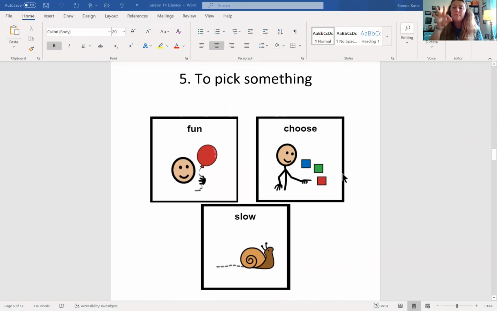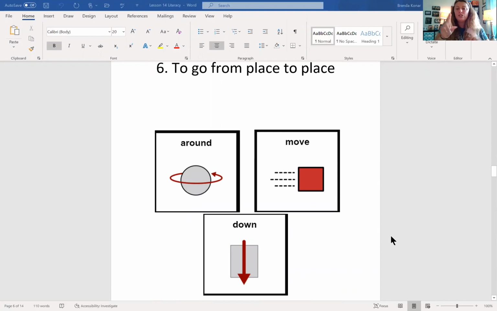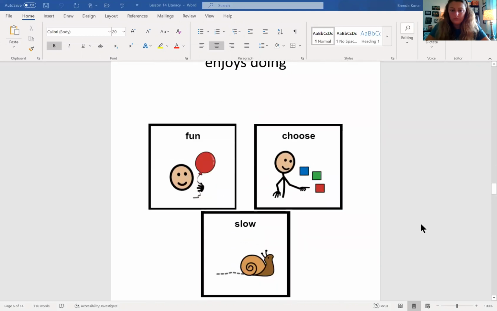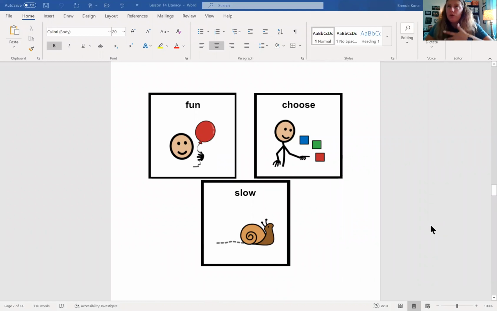Number 5, what does it mean to pick something? Does that mean fun, choose, or slow? Okay. Number 6, to go from place to place. So if you're across the street and you want to come all the way back here, what do you have to do? Around, move, or down? Okay. Number 7, something a person likes or enjoys doing. So if you like something, so if you like to play soccer, what are you having? If you're playing soccer, are you having fun, choose, or slow?